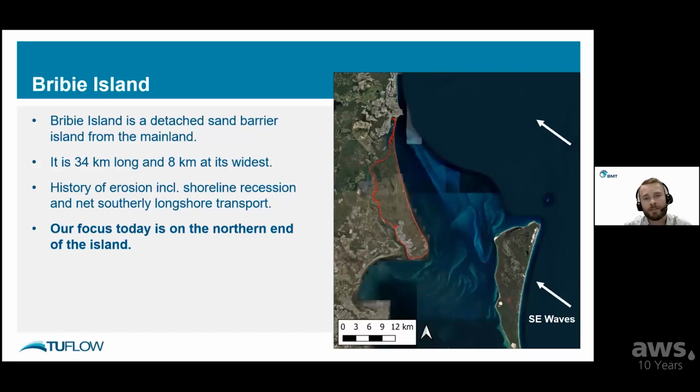But Bribie Island is afforded some level of protection by the other sand barrier island, Moreton Island here, as well as this shallow sand shoals out the front. Either way, we're going to be focusing on the northern tip of Bribie Island, say where the breakthrough was, which is right up here.